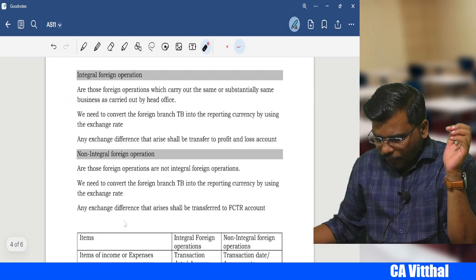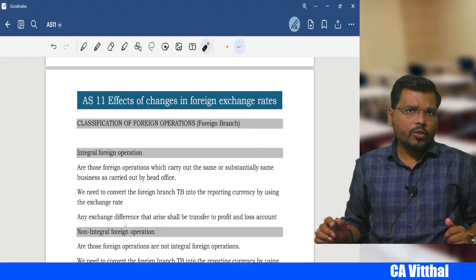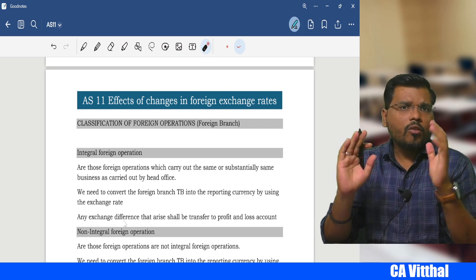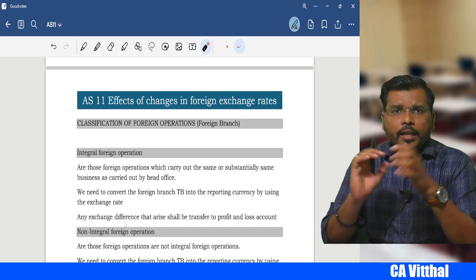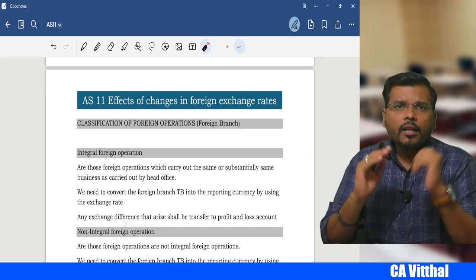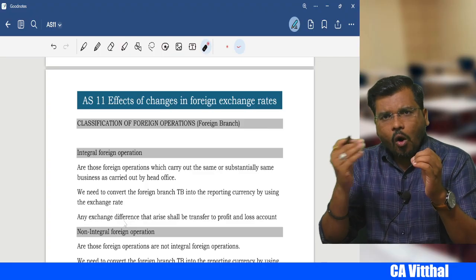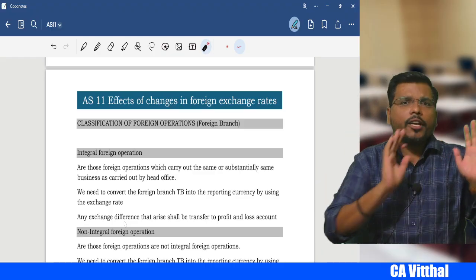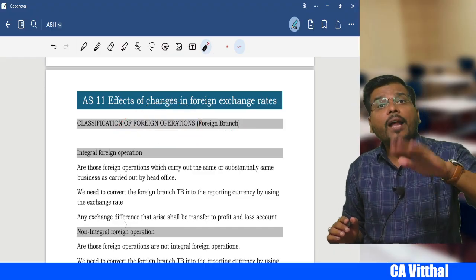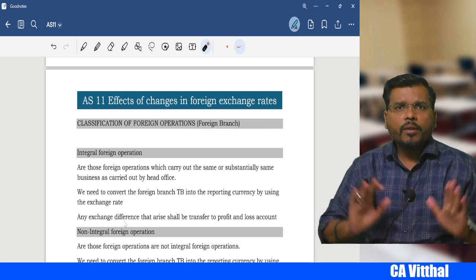After that, my dear student, come to the next thing, that is called classification of foreign operation. So we have now completed foreign currency transactions, right? Next we are going to discuss foreign operations. Now there are two types of operation: number one, integral operation, and number two, non-integral operation. So what is integral operation? Integral operation means when the foreign branch carries the same or substantially the same business as carried by the head office, because whenever we say foreign operation, it is nothing but the foreign branch, right? When you studied branch accounting, you might have come across these foreign branches, but I'm revising them here, so no need to worry.